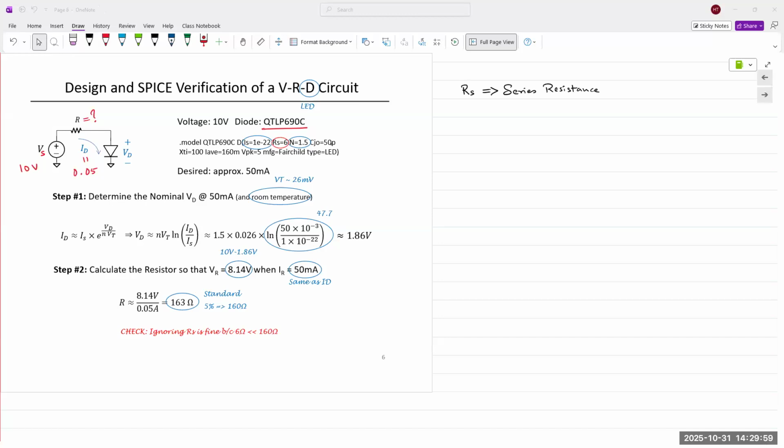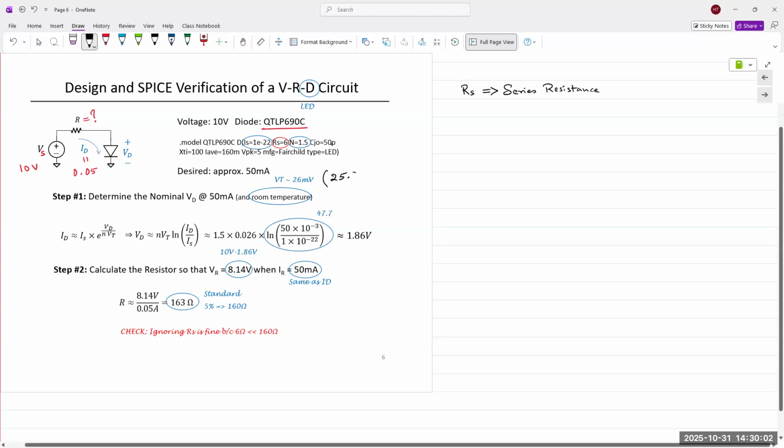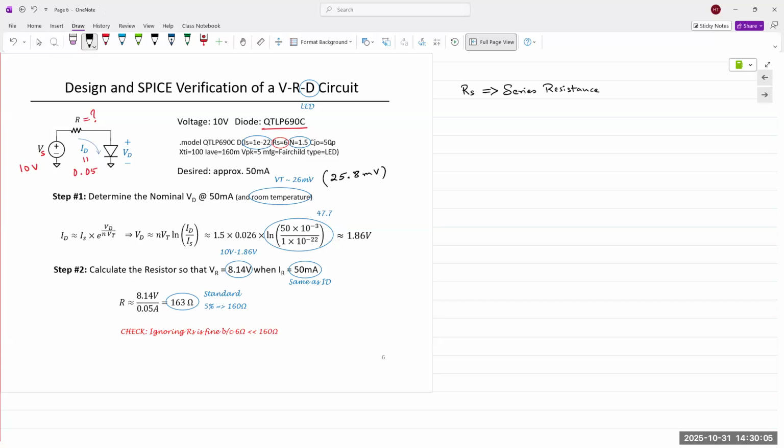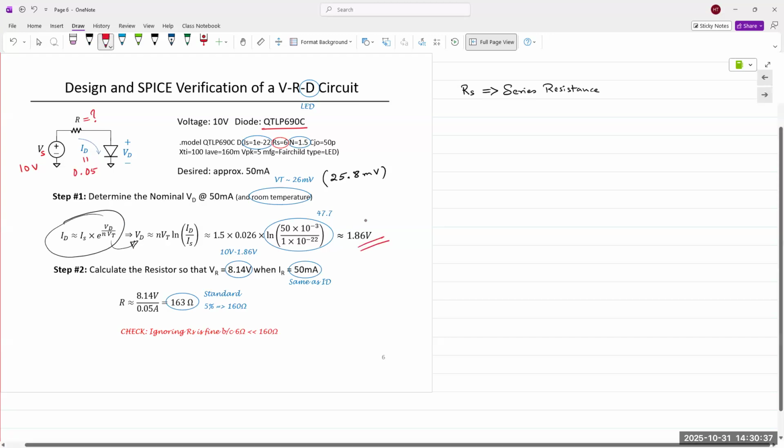VT, when we calculate using room temperature of 300 Kelvin, we typically get 25.8 millivolts, but for simplicity's sake, we round it up to like 26. So if we use 26 millivolts and we calculate, we take this equation, rearrange it to form VD. In VD's equation, we plug in all our known values. We have ID, we have IS, we have N, we have the thermal voltage. We run through our calculations, let's plug and solve, and we obtain diode voltage as 1.86 volts.